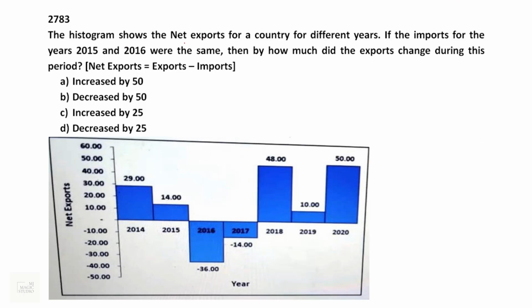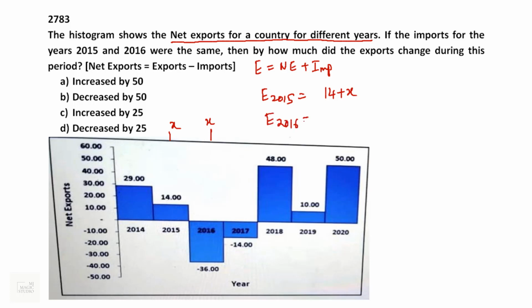The histogram shows the net exports for a country for different years. If the imports for the year 2015 and 2016 were the same, let it be X, then by how much did the exports change during this period? Now exports means net exports plus imports. So exports in 2015 were net exports 14 plus X, and exports in 2016 were minus 36 plus X.